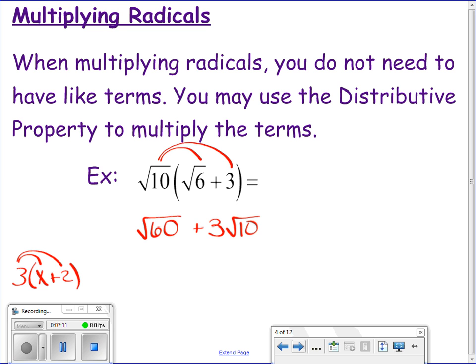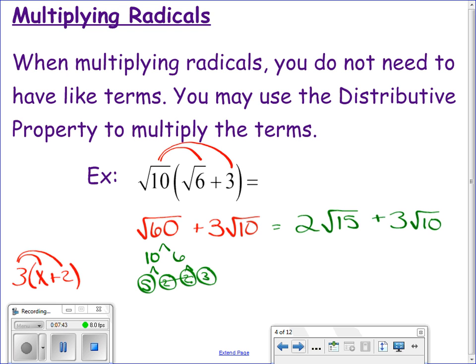Simplify if you can. So the 60, 10 and 6. So 5 and 2, 2 and 3. And we have a pair of 2's. So 2, and then radical 15 plus, can you simplify radical 10? No, that's just 5 and 2, no pairs. 10. Are those like terms? No. I'd be done right there.